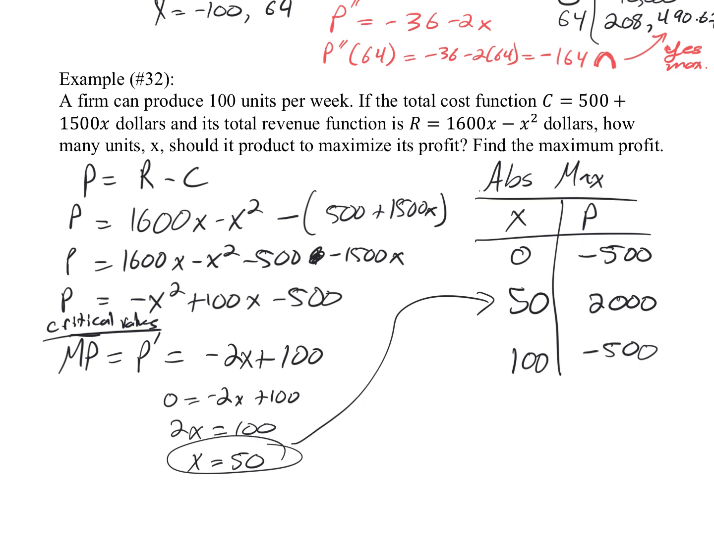All right, we have computed the y values. Whew, thank goodness we had a critical value, because otherwise we would have had to say that our maximum profit achievable is negative $500. In fact, our maximum profit is going to be $2,000. This happens when we are creating 50 units. So does that answer the word problem? How many units x should it produce to maximize its profit? 50 units. Find the maximum profit, $2,000.